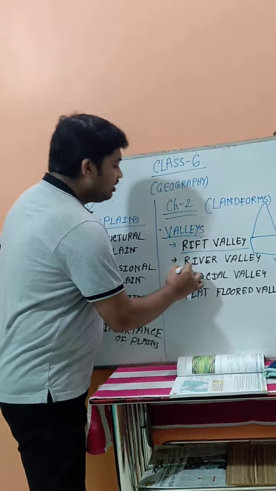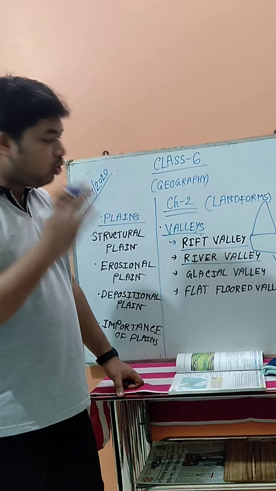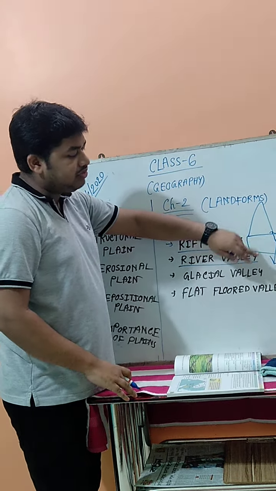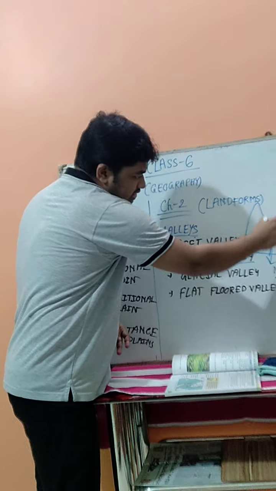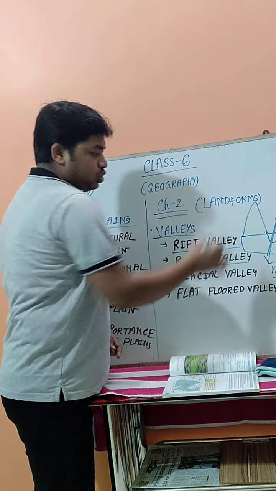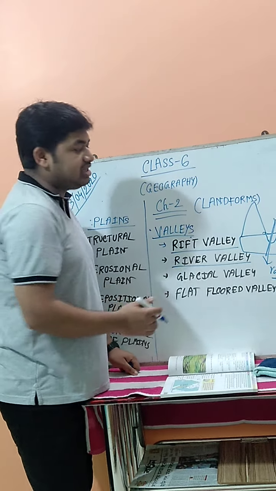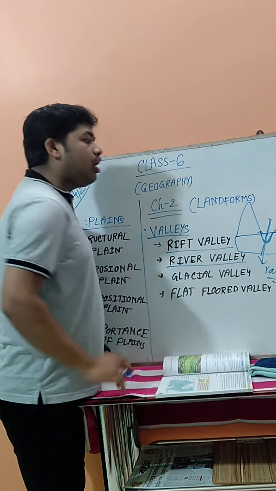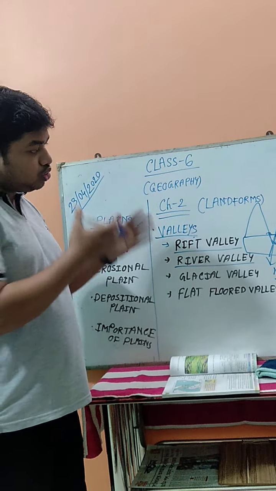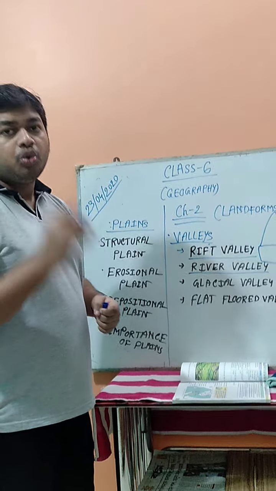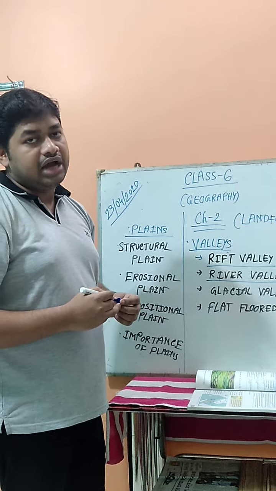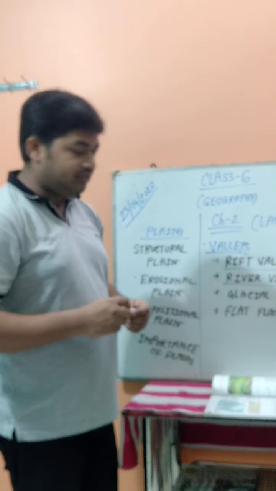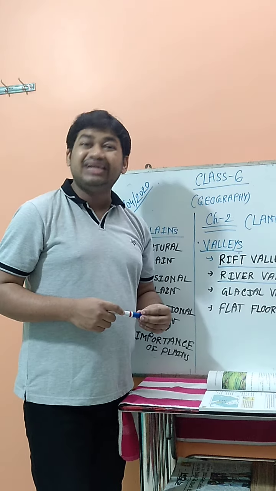Now the next is the River Valley. What is the River Valley? Suppose between these two mountains there is flat land. If a river passes through this region, what does the river do? The river's main function is erosion. Due to this river erosion, it creates an I or V type valley. When valleys are formed through the river erosional process, these valleys are known as river valleys. An example of a river valley in India is the Brahmaputra Valley.